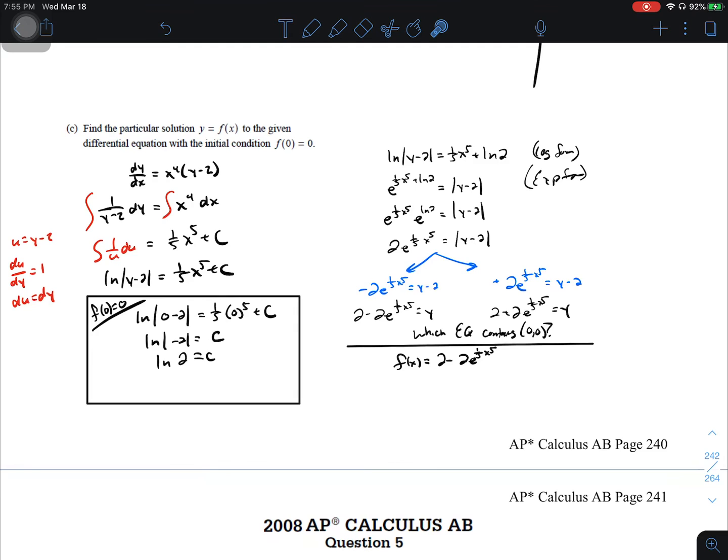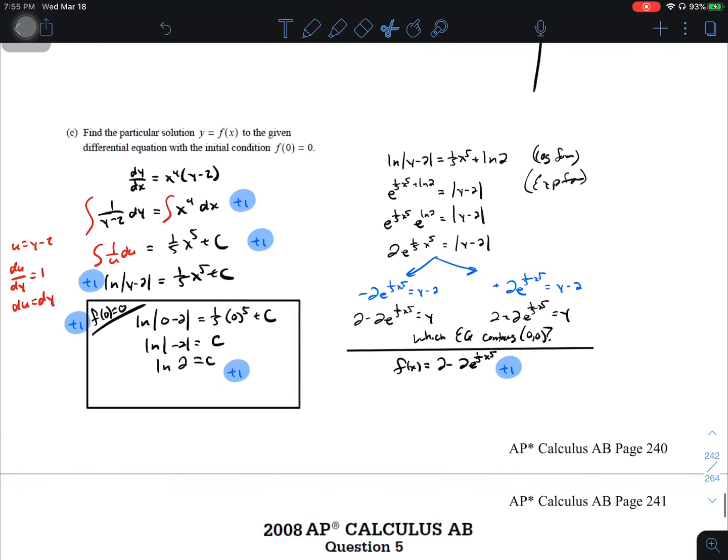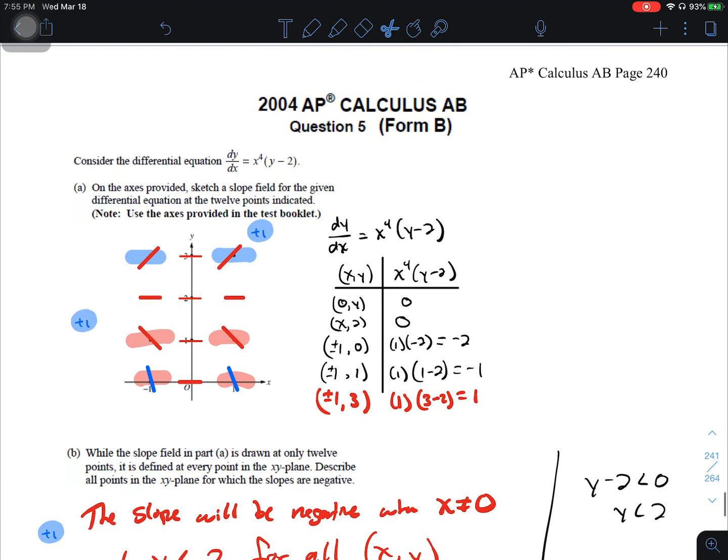As far as points go for this, you get a point for separating your variables correctly. You get a point for integrating each side correctly. That's 2 points total. A point for figuring out what c is, a point for using the initial value, and a point for finding the actual particular solution. Well, that concludes the 2004 released question number 5.